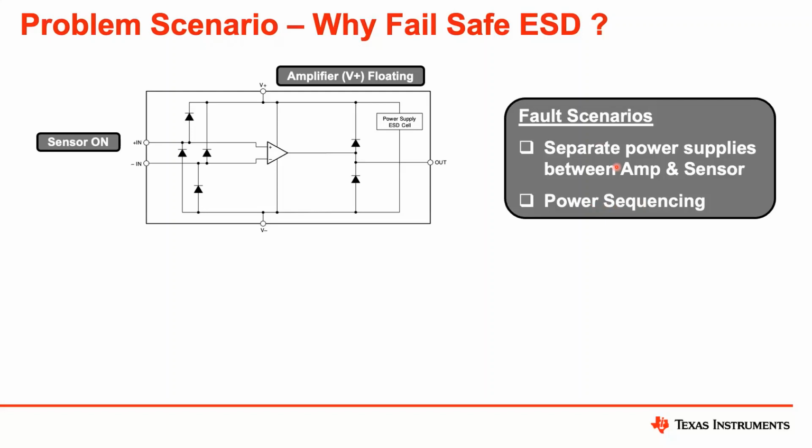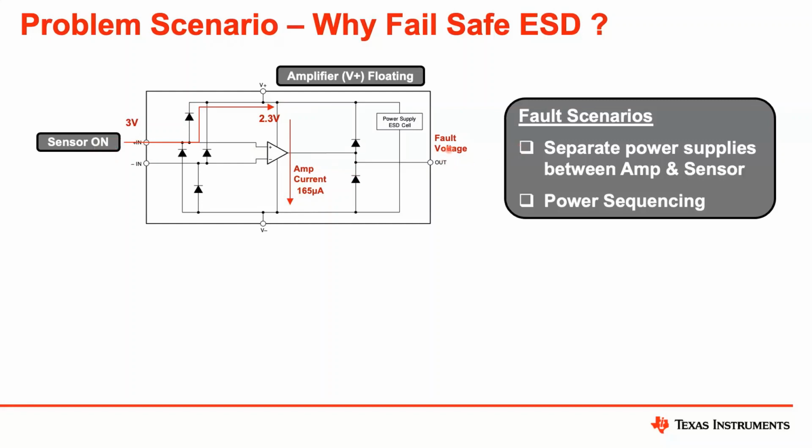During these scenarios, let's say if your sensor is on and if your amplifier power supply is floating, in this case I've picked a sensor voltage of 3 volts, that could possibly turn on this ESD diode and put about 2.3 volts on the amplifier power supply. This power supply of 2.3 volts is enough to turn on the amplifier, causing a quiescent current of 165 microamperes to be consumed through the sensor, thereby heavily loading the sensor.